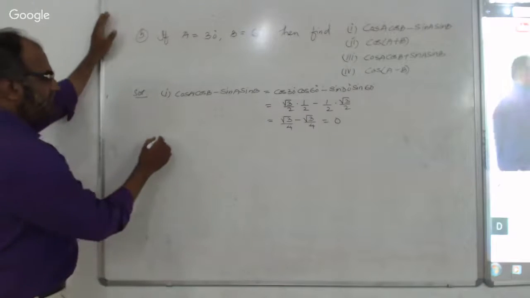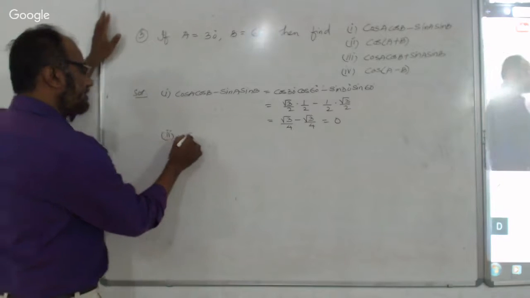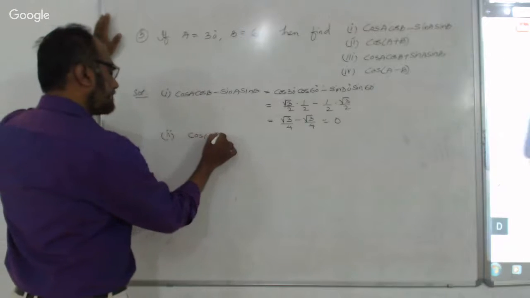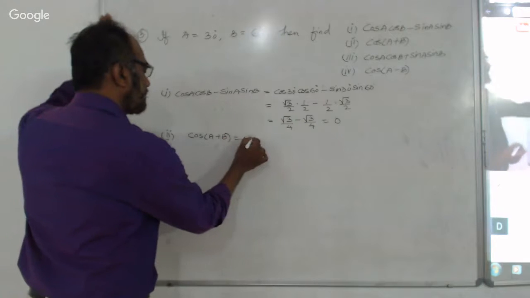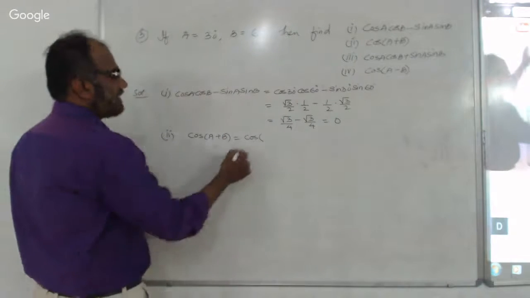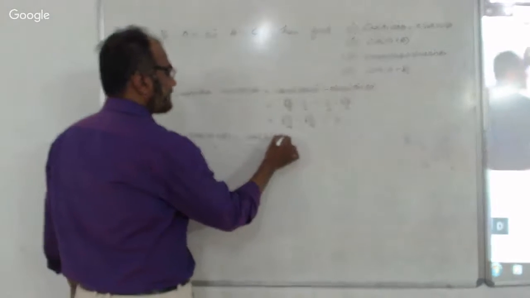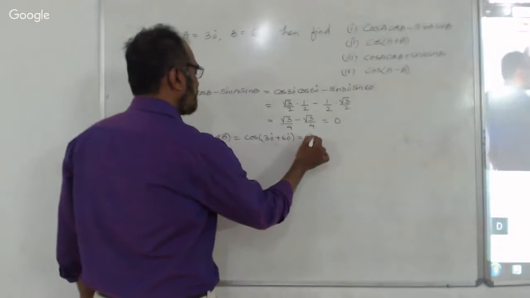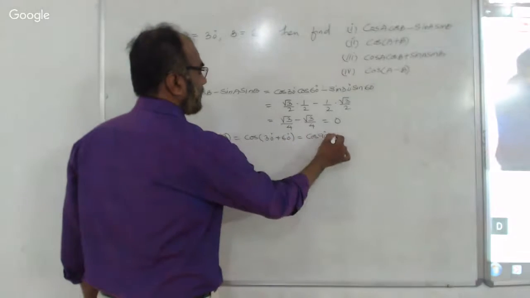The second bit of it, cos of A plus B, is equal to cos of A is 30, B is 60. So it comes to cos 90, which is 0 again.